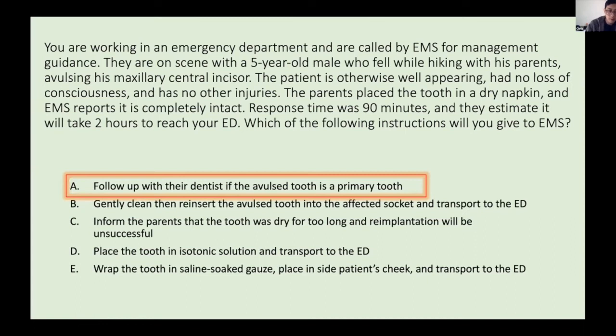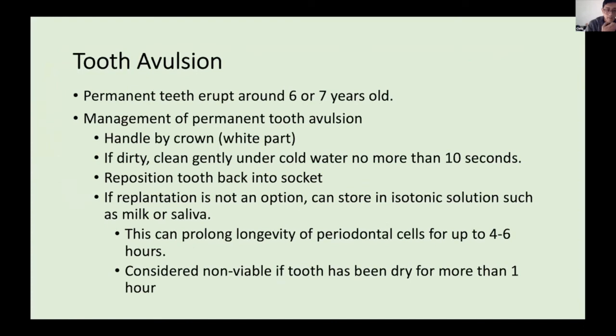D can be correct if it was a permanent tooth. And E, this patient is 5 years old, so there's risk for aspiration. So tooth avulsion, you only want to reimplant permanent teeth, which can erupt around 6 or 7 years old. So in the pediatric population, you want to make sure you distinguish between primary and permanent teeth. If there's any uncertainty, you can get some radiographic imaging to help decide.